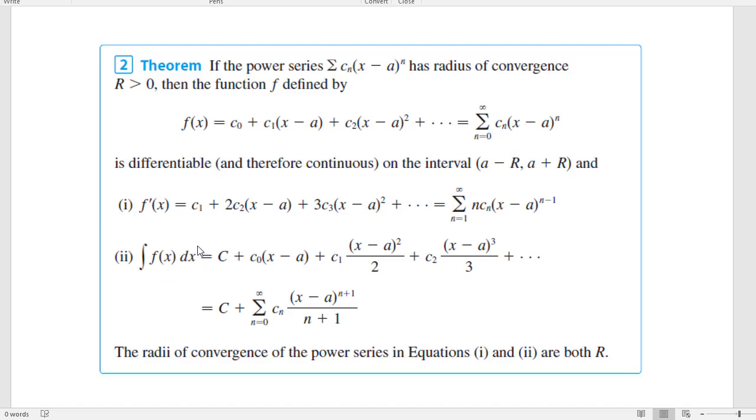Now, if we look at the integral expression, right, I'm going to integrate f, and here I have the integral of f, so whatever that function is. And then I'm going to integrate the power series, and again, integrating (x minus a) squared is going to be 1/3 (x minus a) cubed. And in general, (x minus a) to the n is going to be (x minus a) to the n plus 1 over n plus 1. So add 1 to the power, divide by the power.